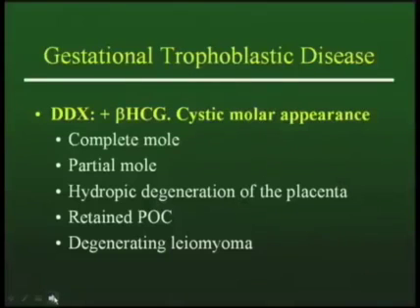So if you see a woman with a positive pregnancy test and a cystic molar appearance within the uterus, this is the differential diagnosis you should consider. It could be a molar pregnancy, it could be a triploid pregnancy or partial mole. It could be hydropic degeneration of the placenta in the case of intrauterine fetal demise. It could be retained products of conception. And occasionally you will get degenerating leiomyomas that can look very similar to this.